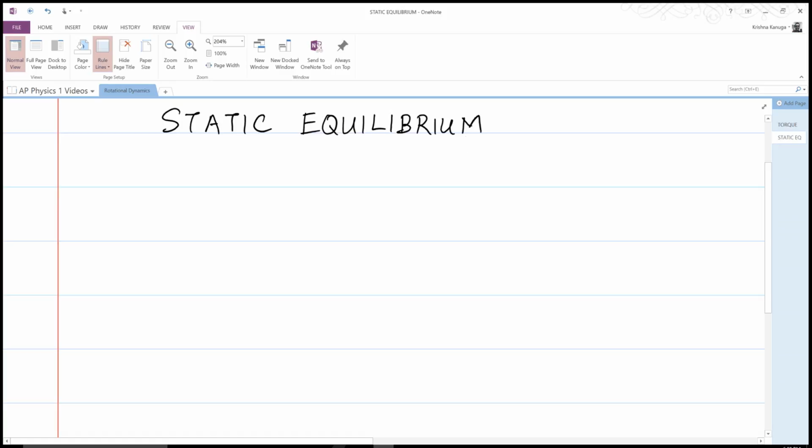Okay, so in this video now we will define what static equilibrium is. We look at the conditions of static equilibrium, and then we'll solve a simple problem where we'll use all the ideas. Okay. Now when we did Newton's laws of motion, you came across something called equilibrium.